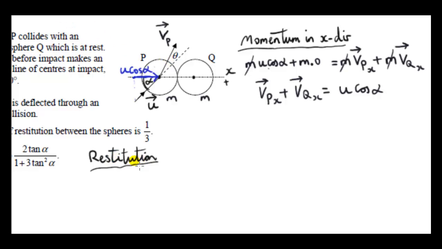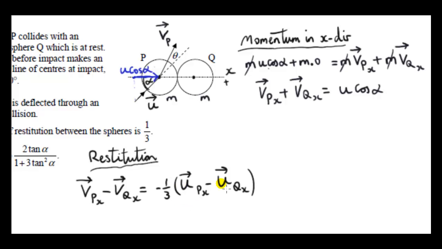Next we consider Newton's law of restitution, and that tells us that the relative velocity of, say, P with respect to Q in the x direction is minus e times the initial relative velocity of P with respect to Q in the x direction. So we apply our relative velocity formula, but in the x direction for oblique collisions. What's the initial velocity of P in the x direction? We know what that is, it's u cos alpha. And then minus the initial velocity of Q in the x direction, which is 0. So we get minus a third u cos alpha.